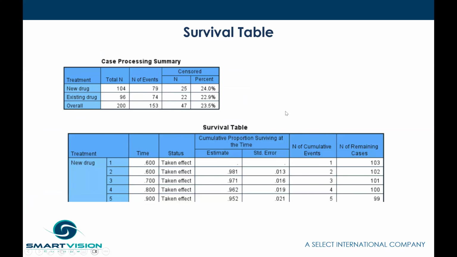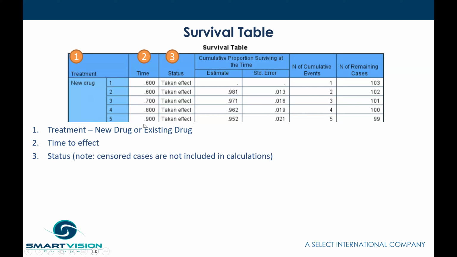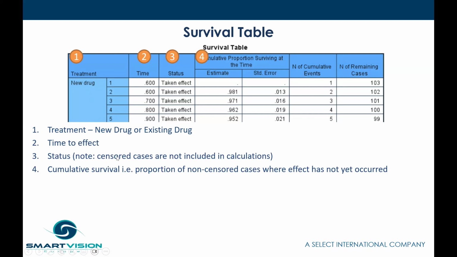First thing we get is a survival table here. Basically, the survival table is simply telling us for the new drug, initially, the time to effect, so 0.6 minutes, two patients had an effect at the same point here. So that means the event occurred at that point. Or it could be 0.6 hours. That's the event occurred at that point. That means that two events have occurred. Taken effect is the status, just noting it's taken effect.